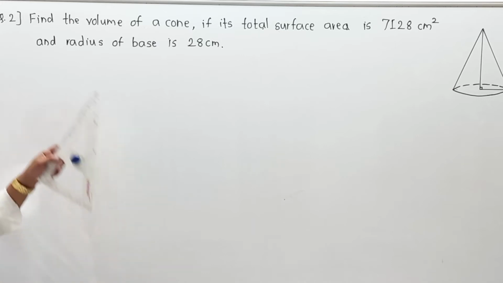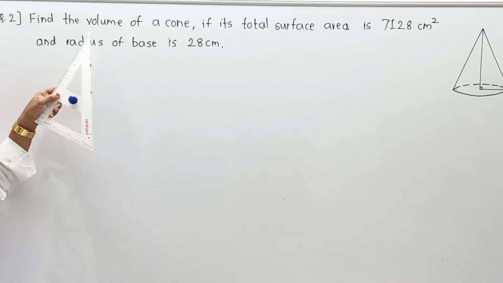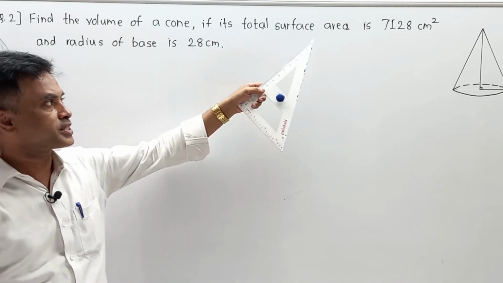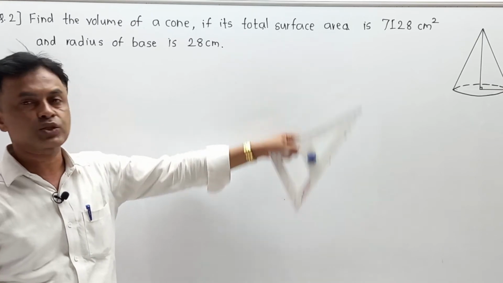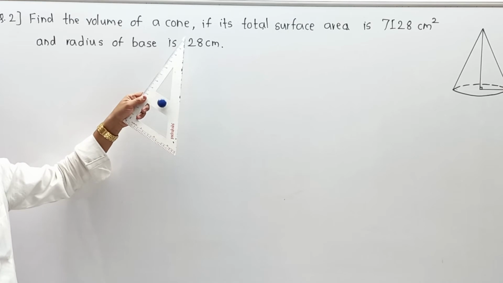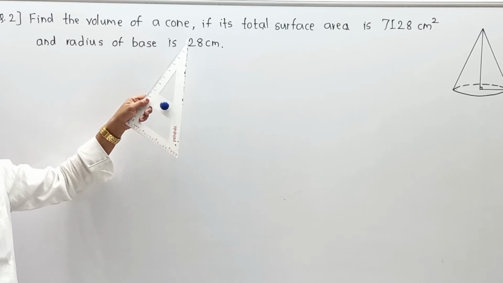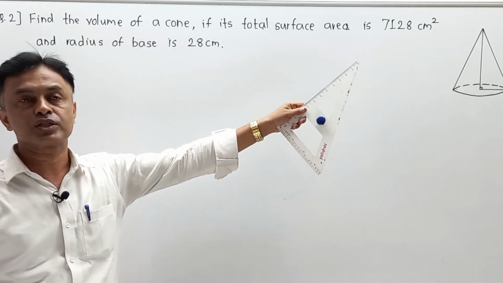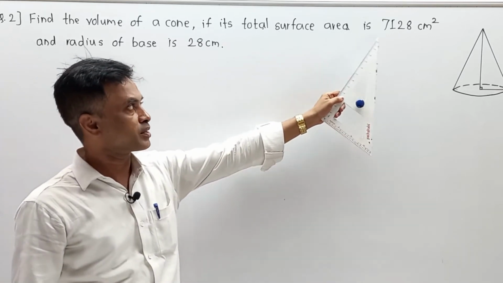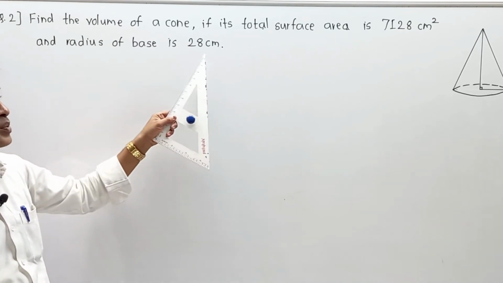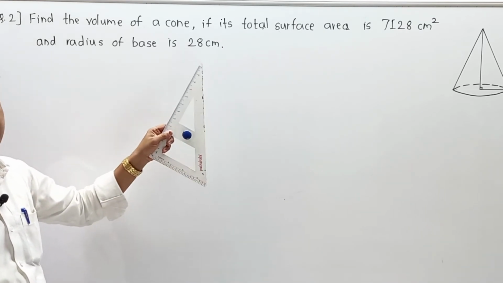Now, moving to question number 2: find the volume of a cone if its total surface area is 7128 square centimeter. Once again, find the volume of a cone means our target is to find the volume of a cone. The formula is 1 upon 3 pi r square h, which means we need both r and h values. The total surface area is 7128 square centimeter and the radius of the base is 28 centimeter.